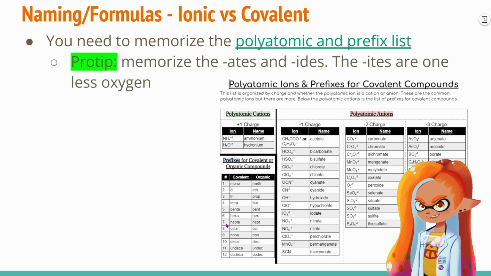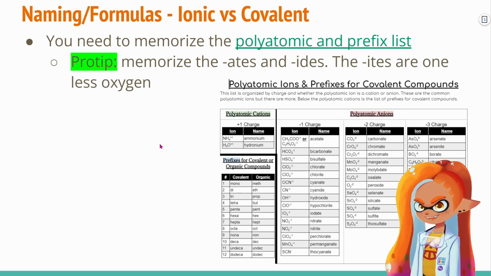But when you are memorizing the polyatomics you need to memorize, honestly, know your ates and your ides. The suffix ate, for example, chlorate is ClO3 -1. If you need to know the ite, it has 1 less oxygen, as I said here. That is the best way of memorizing stuff.